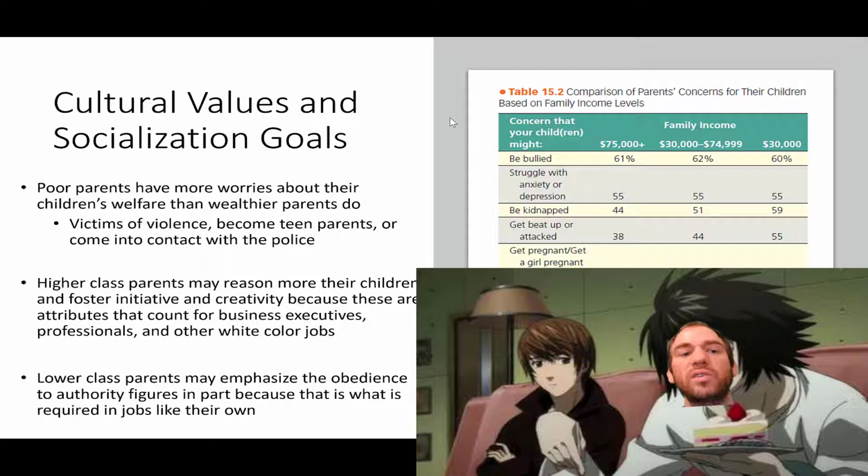So the idea here, and you can see in this chart, is that the lower your family income, the higher the levels of concern expressed by parents for bullying, kidnapping, getting shot, getting pregnant, etc. So the idea is that there are more worries, and this is parents' understanding of these environmental factors that are dangerous, some more so than others, impacting the way that they parent.